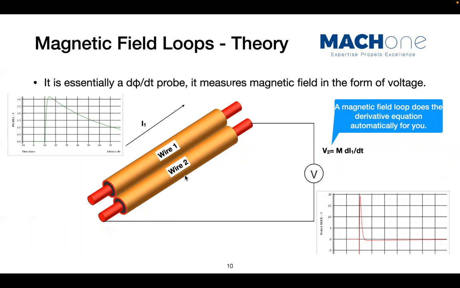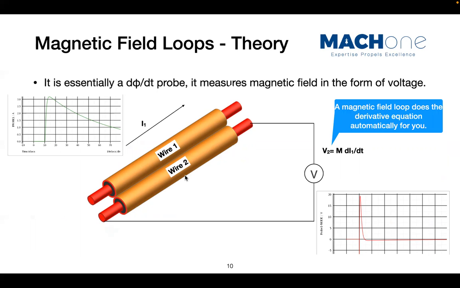That's why for near-field probing, near-field troubleshooting, we always prefer magnetic field loops. So in this first session, we're focusing on how to use magnetic field loops to help you troubleshoot radiated emissions. The theory of magnetic field loops is very, very simple, right?